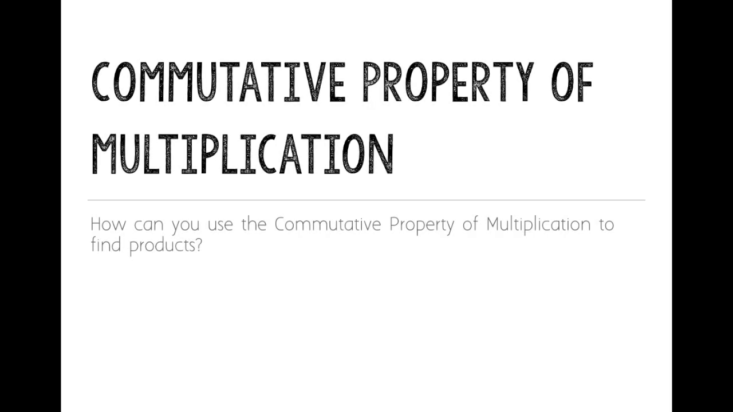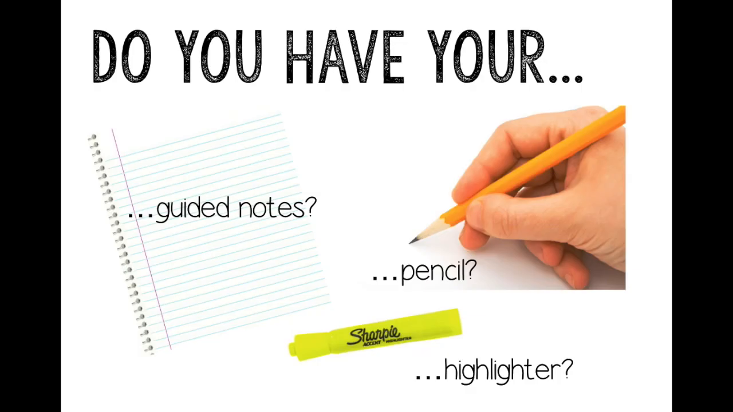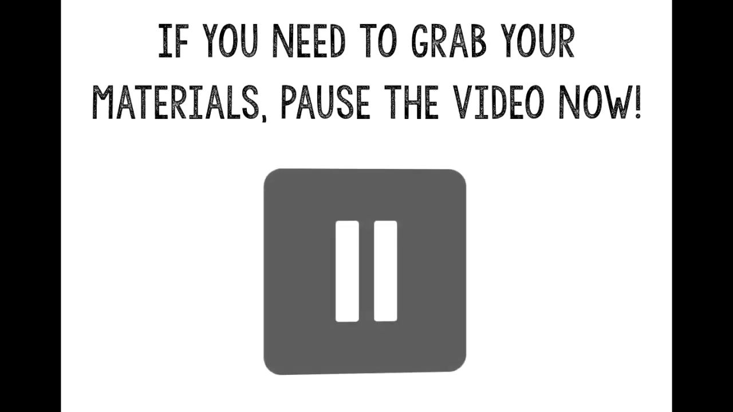Today we're going to talk about the commutative property of multiplication and how we can use this property to help us find products. Before we begin, stop and make sure that you have your materials, your notes, a pencil, and a highlighter. And if you need to grab something, pause the video now.